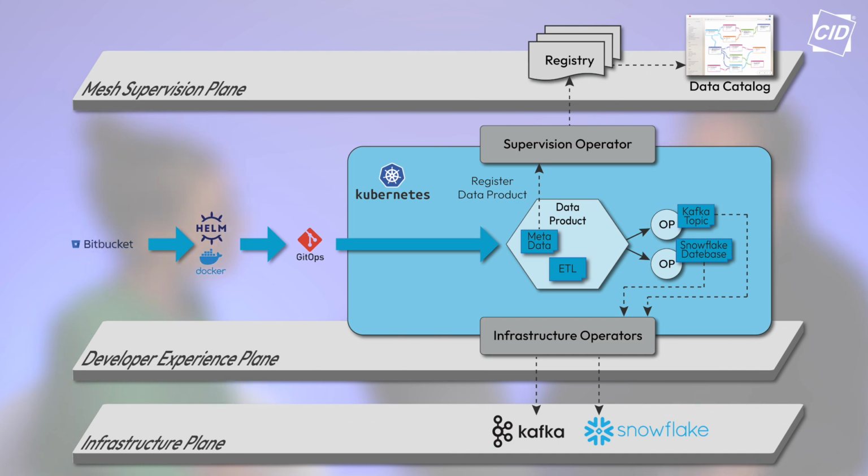Kubernetes API extensions in the developer experience plane allow to reference upstream data products from downstream consumers. They make sure that access privileges are validated. Access is granted with the means of the underlying technology, for example, right now Kafka or Snowflake, and they inject connection information into the consuming data product. And this connection information can then be used with arbitrary suitable frameworks within the data product.